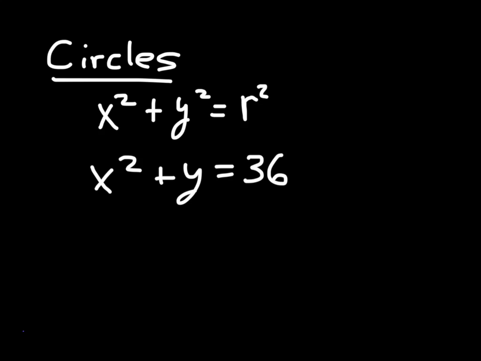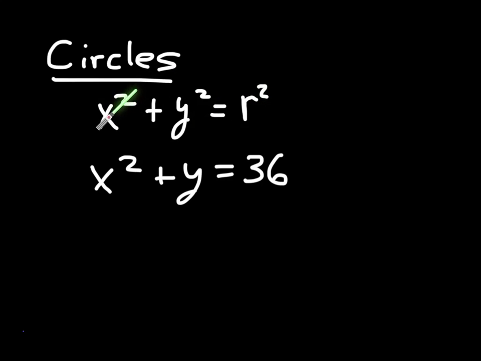All right, here is a quick review on our equations of circles. For a basic circle that's centered at the origin, you remember that it must begin with x squared plus y squared, and the radius squared is the number at the end.